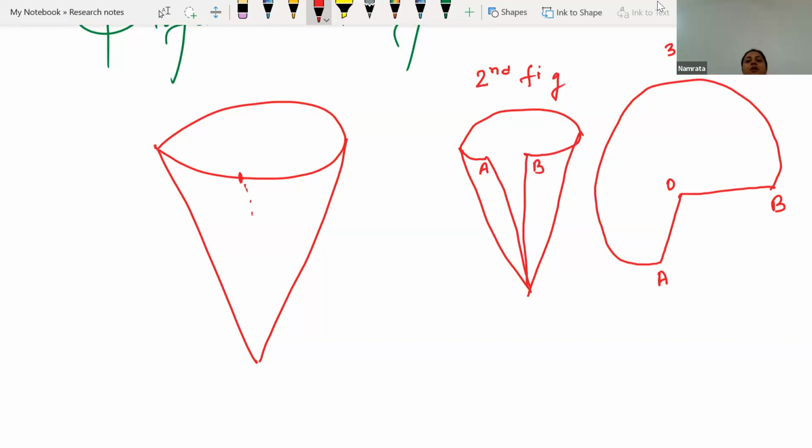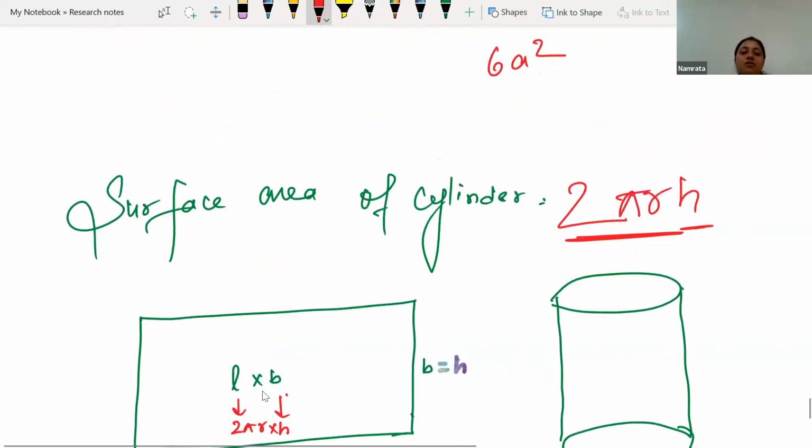Now the A and B again I have written on the third figure so that you can relate to that. Once we open it completely, it will take the shape like this. Now we have to find the surface area. Oh yeah, one thing we have missed: the surface area of the cylinder. Let's do that and then only we will come here.